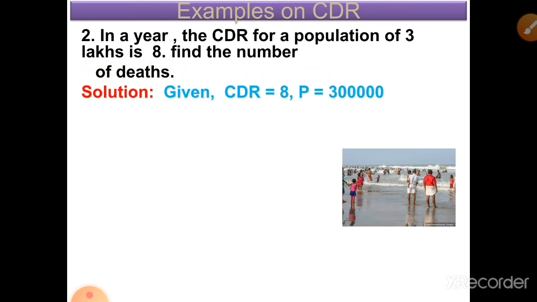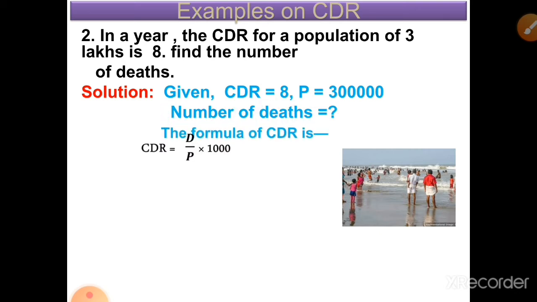So first write the given things. Given CDR is equal to 8 and total population is 3 lakh. Here we need to find the number of deaths. As we know, the formula of CDR is CDR equals D upon P into 1000. CDR is 8, and total deaths is what we have to find out. Population is 3 lakh into 1000.